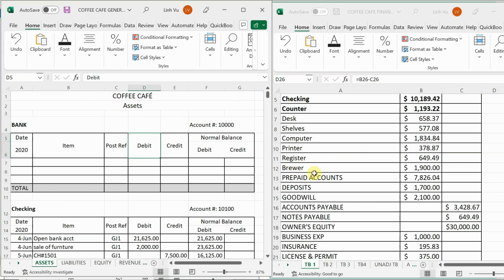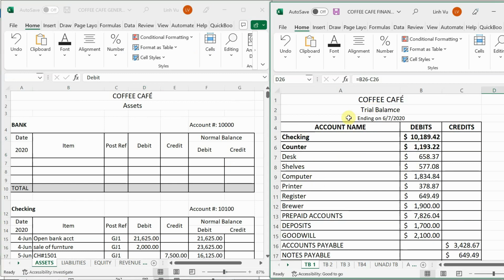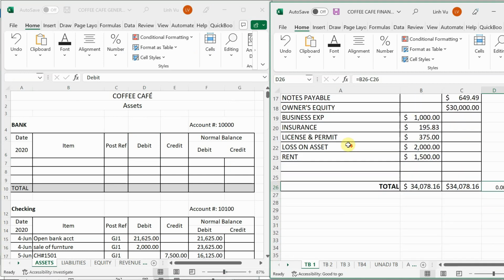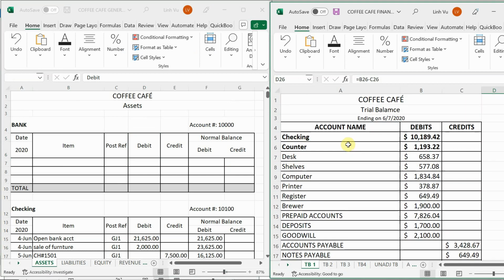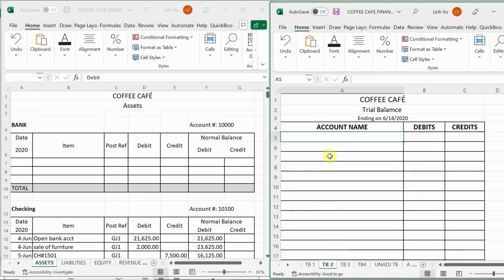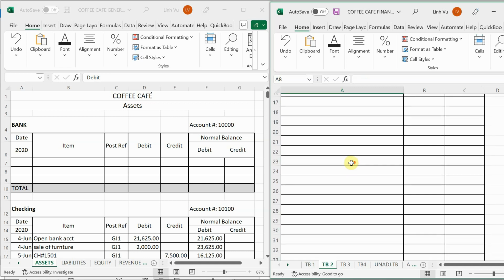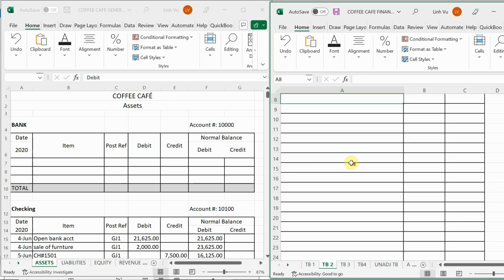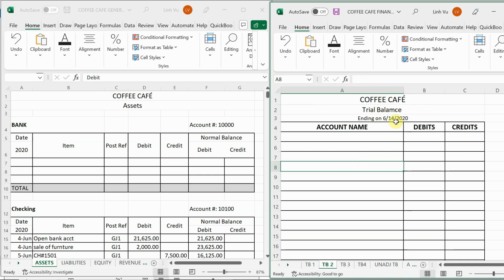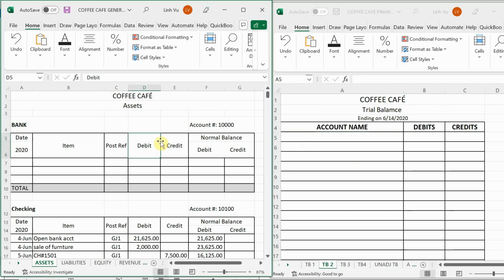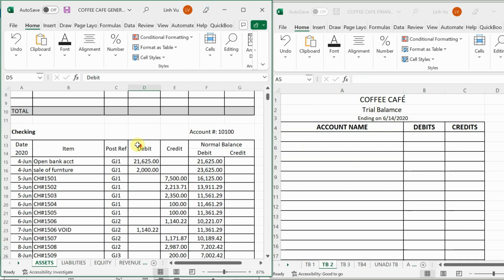If you remember from Coffee Cafe week 1, here is the trial balance that we completed for the very first week. That's exactly what we're going to do. We're going to list out every single account that we have used for week 2. So here is a blank trial balance worksheet, and it says right here for the statement ending on June 14. We're going to take a look through every single account that has an account balance, starting from our assets, with checking.